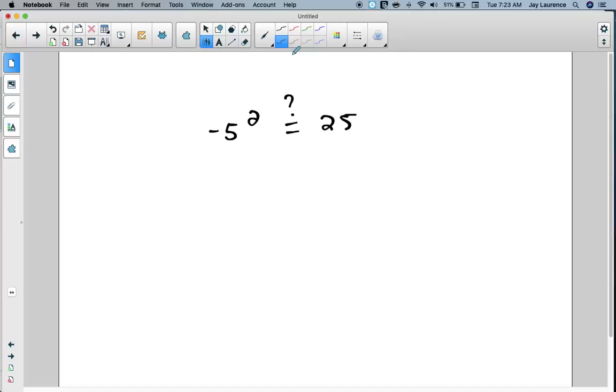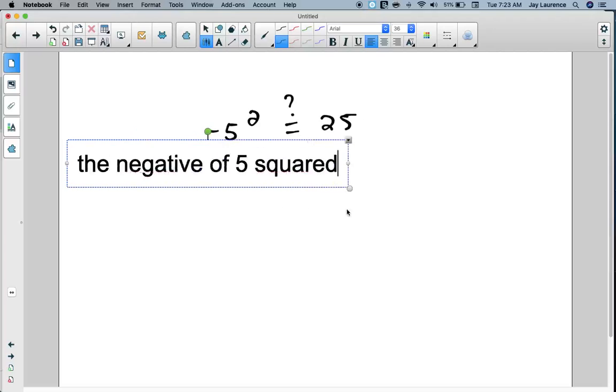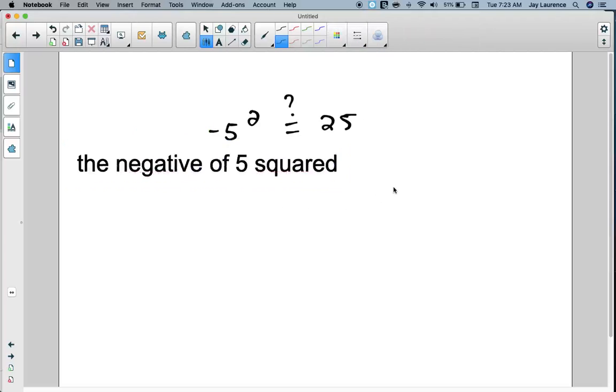Well, no. If you remember how to read this, on the left, we read this as the negative of 5 squared. That's how we're supposed to be reading it, right? So we have to do 5 squared and then get its negative. So this is not a true statement because if I do 5 squared, I get 25. Now I need the negative of 5 squared, which would be negative 25. So that's what that equals. It's also due to the order of operations.